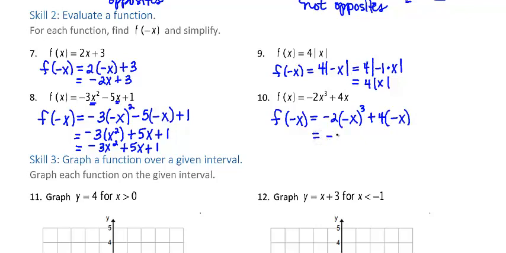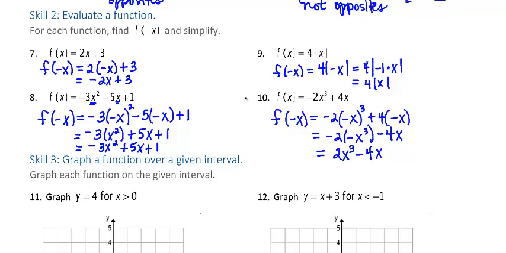When we cube negative x, think of that as a negative 1 times x. Cubing a negative 1 gives us a negative 1. And then we cube x cubed to get x cubed. So this is really a negative x cubed. 4 times negative x is negative 4x. So simplifying, we have a negative 2 times negative x cubed, which is a positive 2x cubed, minus 4x.